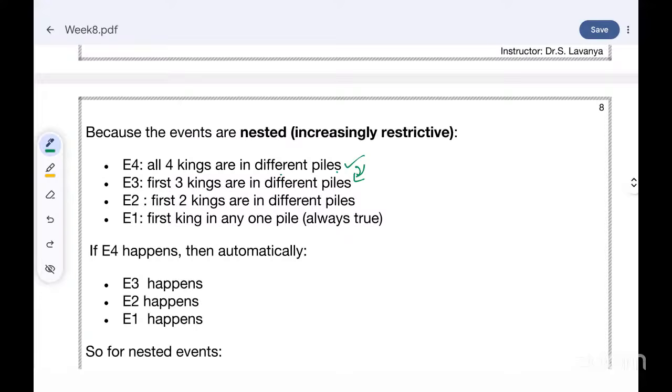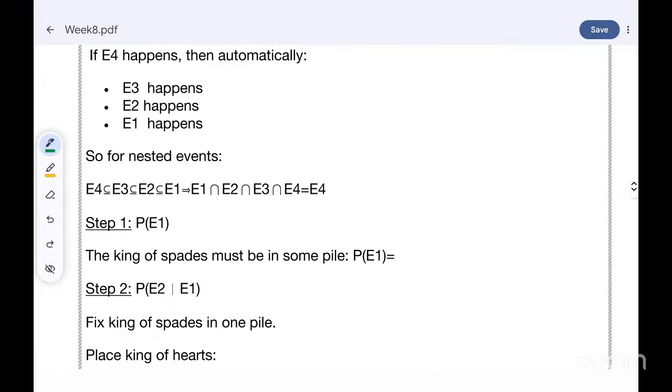And if you know that the first 3 kings are in different piles, you know that the first 2 kings must also be in 2 different piles. Same way, you know that the first one is always true, without any of this. So this means that if E4 happens, then automatically E3, E2, E1 are happening. So this means what? We are having nested events. So E4 happens means E3 happens, E2 happens, and E1 happens. So in that case, E1 intersection E2 intersection E3 intersection E4 is E4. Is that making sense now? Is it clear for everyone now?